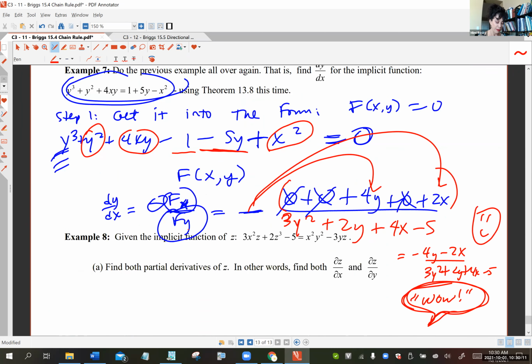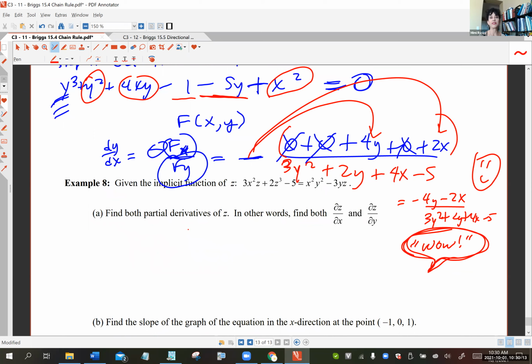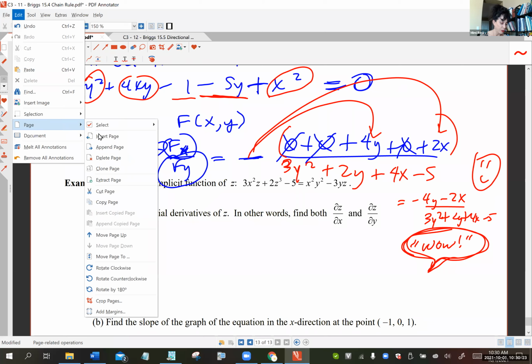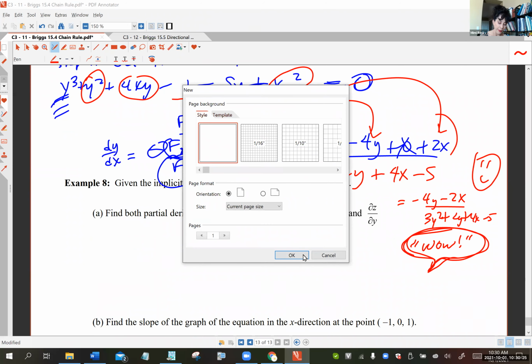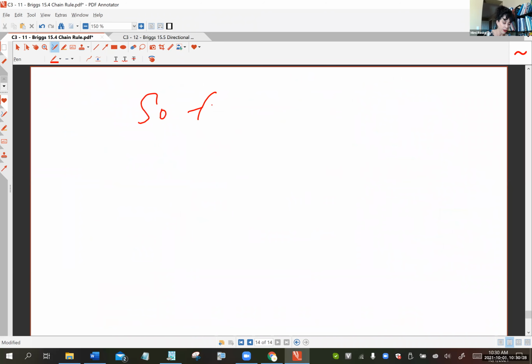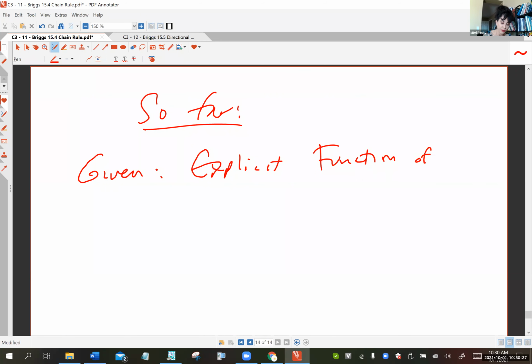So we can work with implicit functions of x and y here in Calc 3. So what am I saying? Before I do this last example, let me cut to a quick page. What do we know so far in our study? So far, you have been given an explicit function of x and y, which you'll have the pleasure of doing on this week's quiz also.